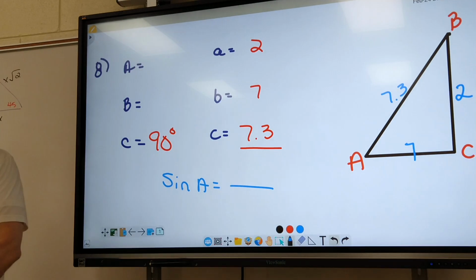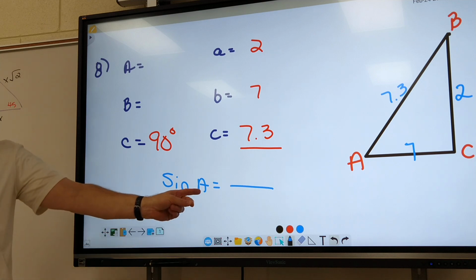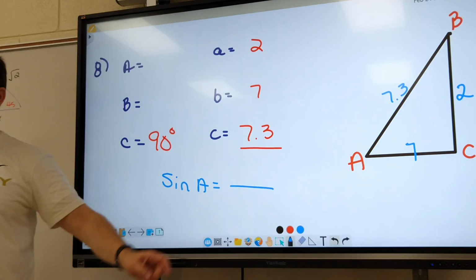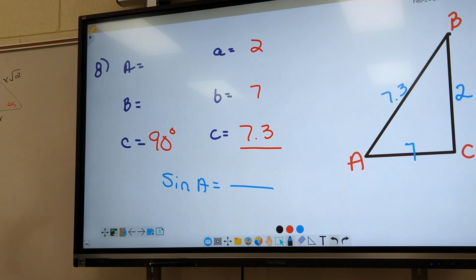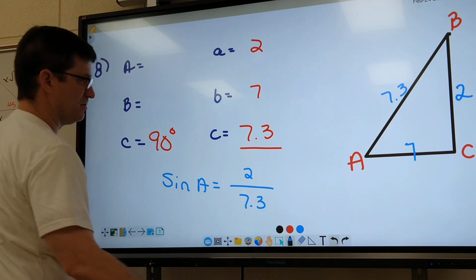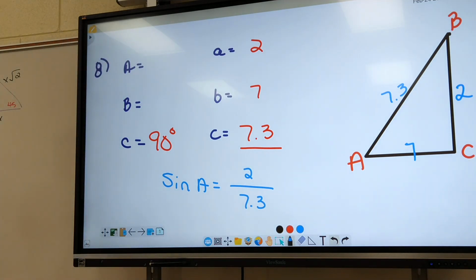All right, what goes on top and what goes on bottom? Well, how did you put it? Opposite over hypotenuse. So 2 over 7.3, and the calculator. Nothing yet. All right, y'all said it was what on top? 2 over 7.3. Is that what I heard? All right, so that's the only thing you've got to write down for me. Everything else we can do in the calculator.